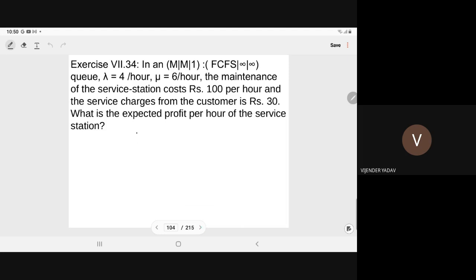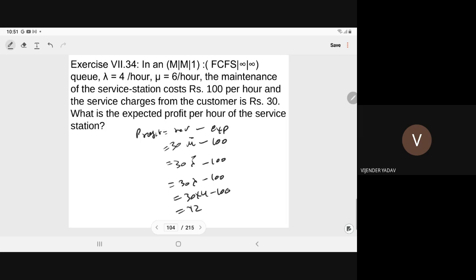So in this case, profit will be revenue minus expenditure. Expenditure per hour is given as 100, and revenue you are getting from the served customers at the rate of 30, so 30 into mu bar. And for the steady state, we know that mu bar is equal to lambda bar. So it is 30 lambda bar minus 100. And lambda bar for the MM1 system is lambda. So 30 lambda minus 100, and lambda is given as 4. So 30 into 4 minus 100. So on an average, you have a profit of 20 rupees per hour.